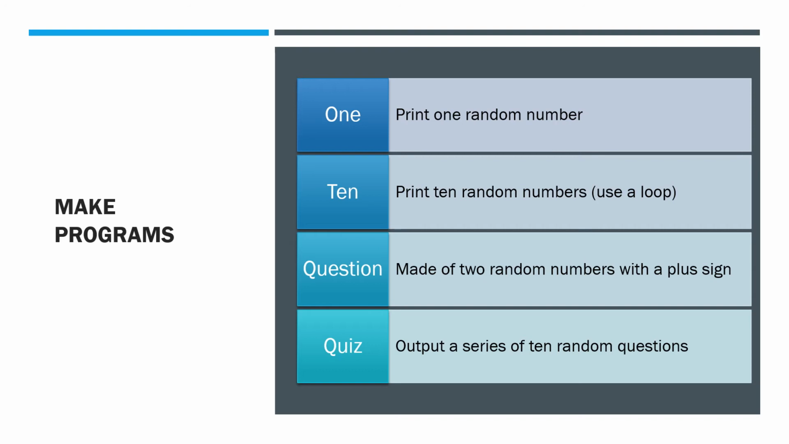Change the program so that it makes a question out of 2 random numbers joined with a plus sign, and finally put that inside a loop so that your program outputs a series of 10 random questions. So why not pause the lesson now, go away and have a go at as many of those challenges as you can. If you've been paying attention to the lessons that precede this one, you should find these relatively straightforward challenges. On the next page, we'll look at some suggested answers.